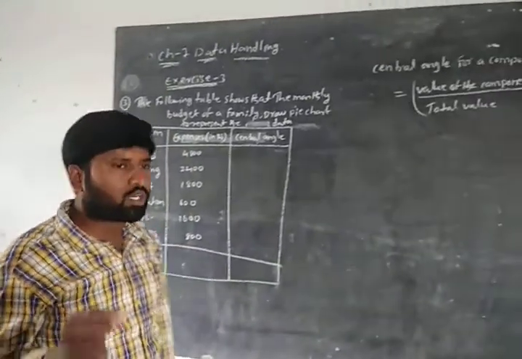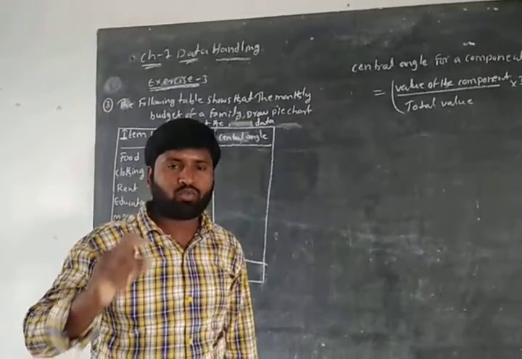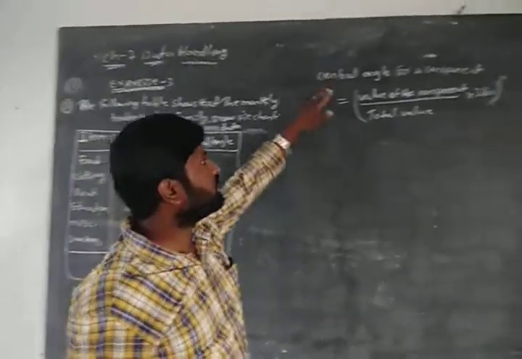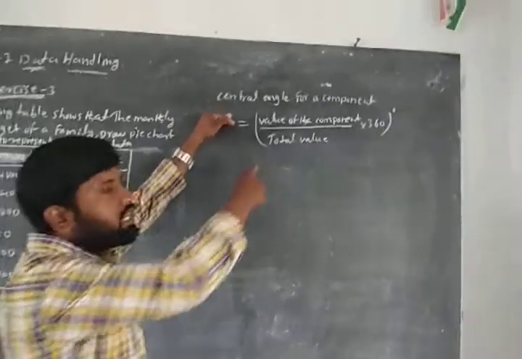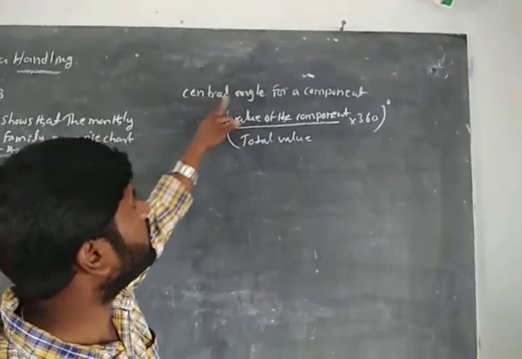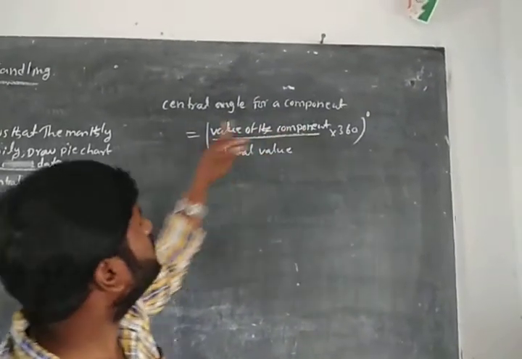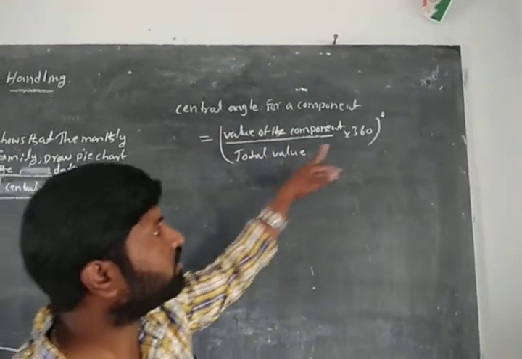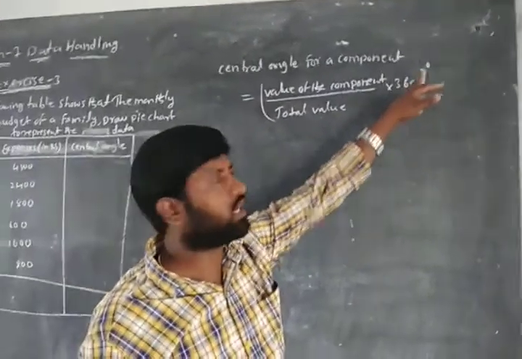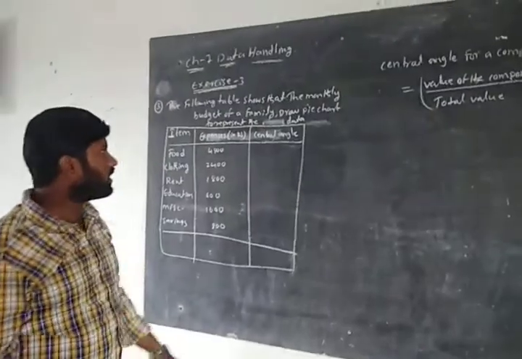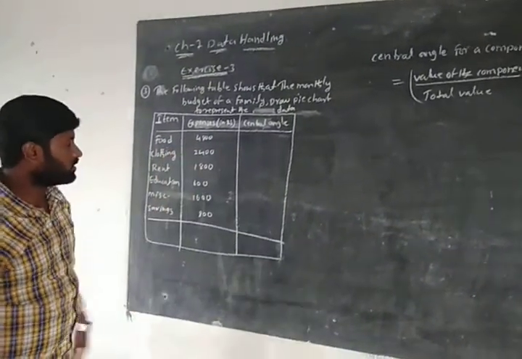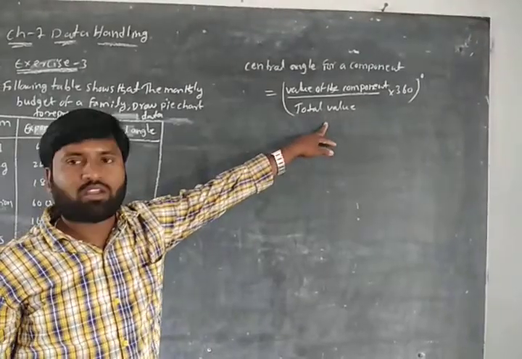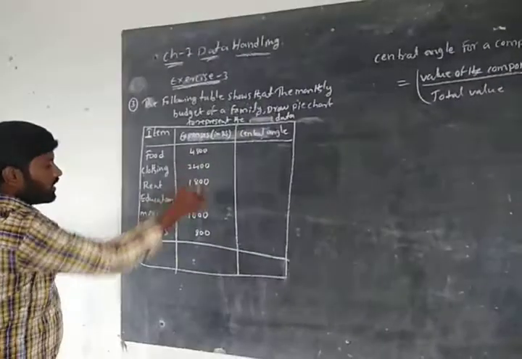Now if you want to draw the pie chart, we want a central angle. See here, this is the formula for the central angle. Central angle for a component is equal to the value of the component divided by the total value, into 360 degrees. So first of all, I am going to find the total, because we want the total value for this formula.